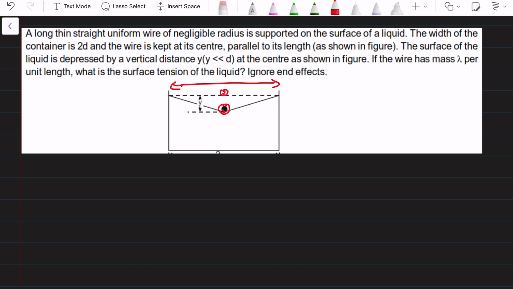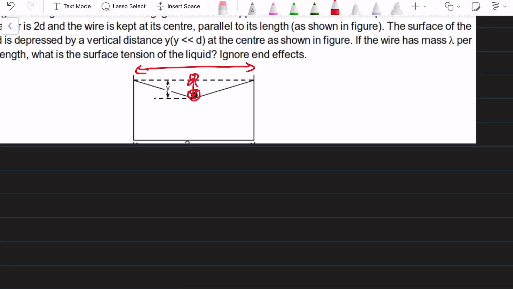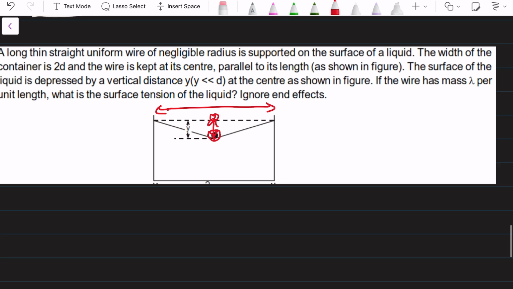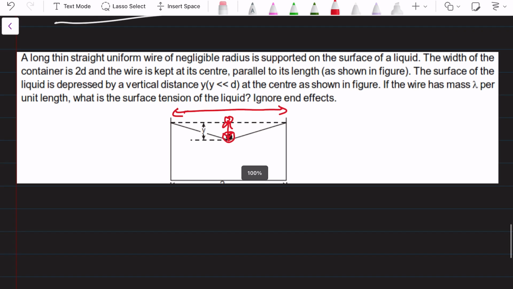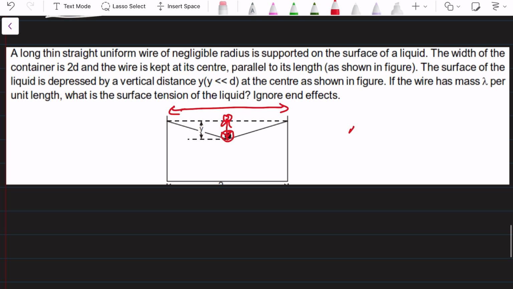Because of its placing, the surface of the liquid comes down by a distance y at the center, as shown in figure. If the wire is having mass lambda kg per unit length, say per meter, what is the surface tension of the liquid? And they are telling us to ignore the end effects. We have to find this.